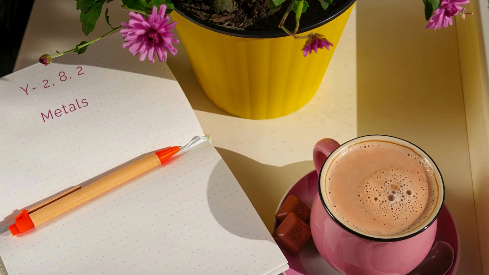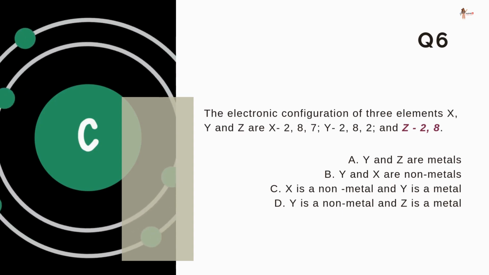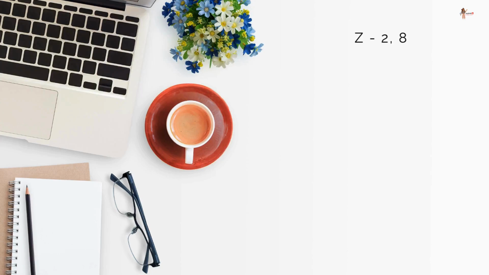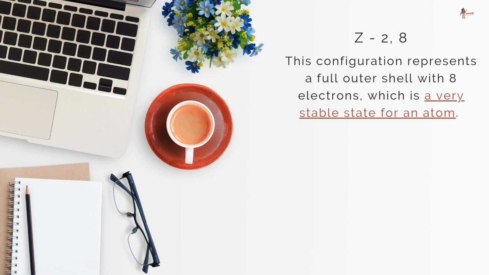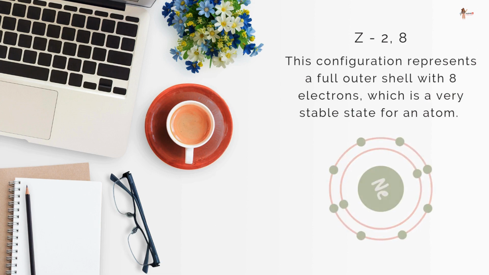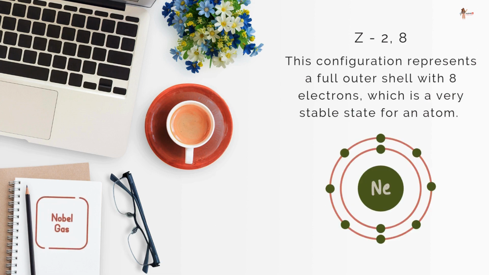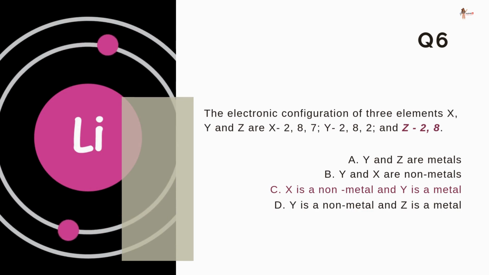Now the last one is Z with an electronic configuration of 2,8. This configuration represents a full outer shell with 8 electrons, which is a very stable state for an atom. Elements with a full outer shell, like neon with the configuration of 2,8, are categorized as noble gases and are non-metals. Thus, option C is correct.